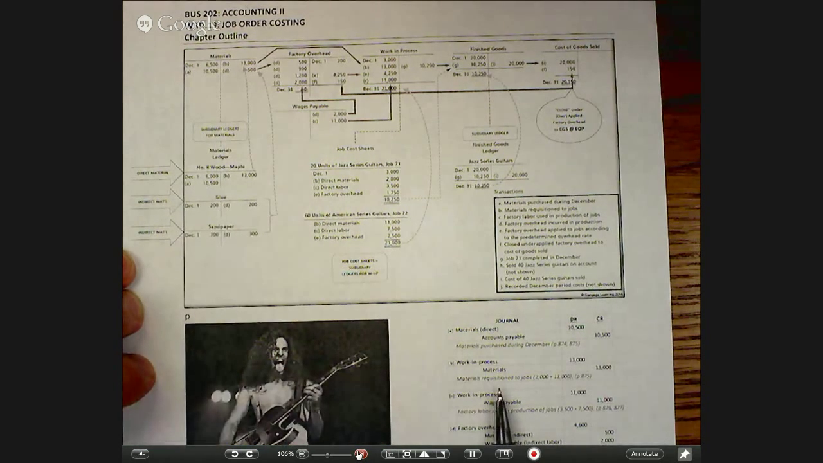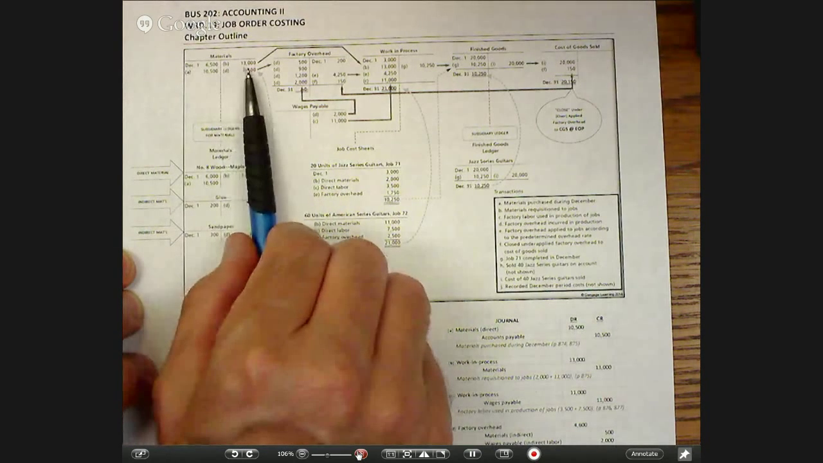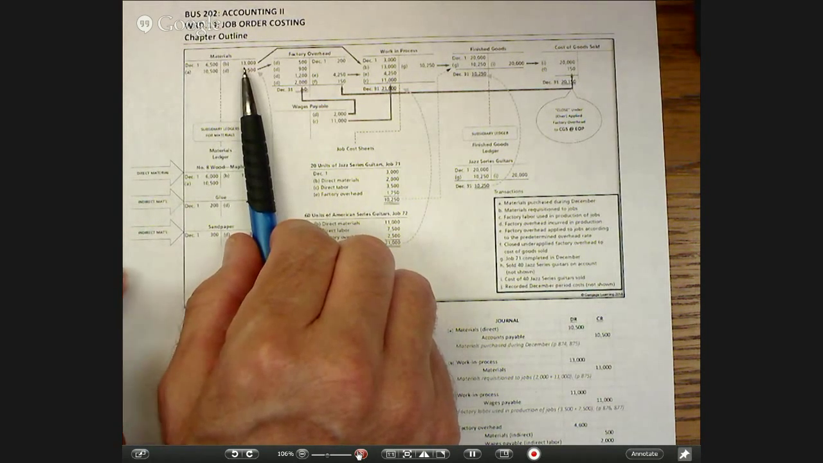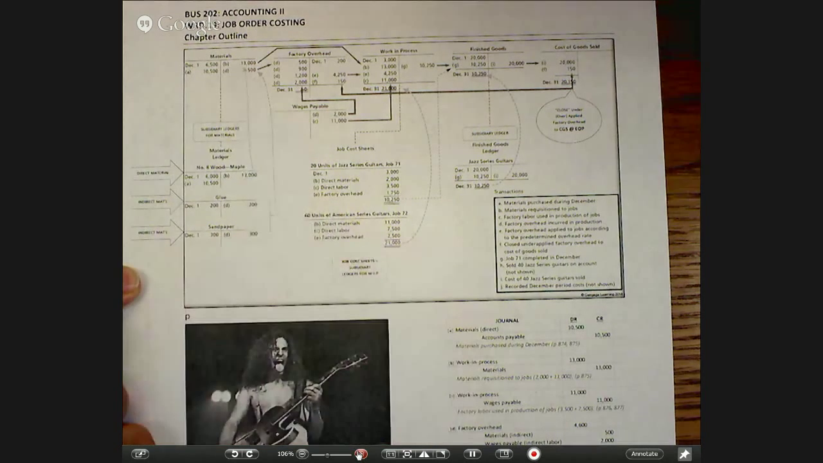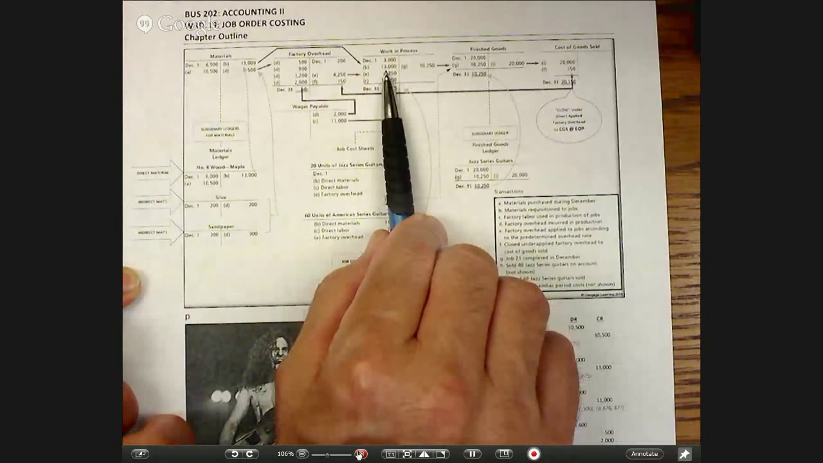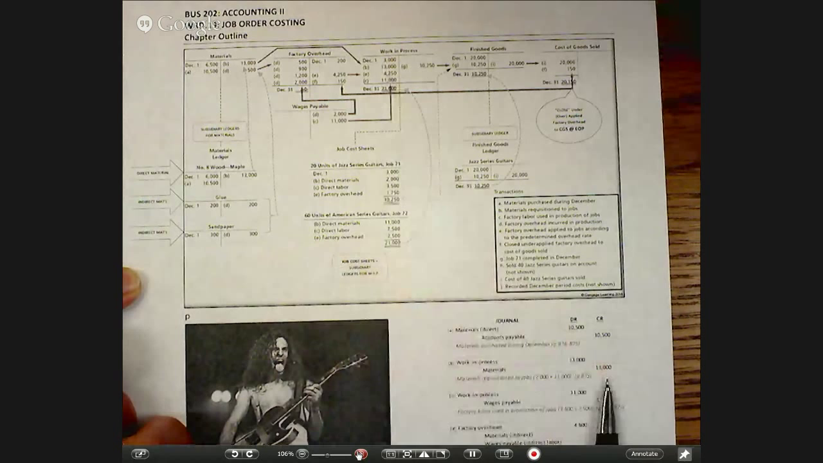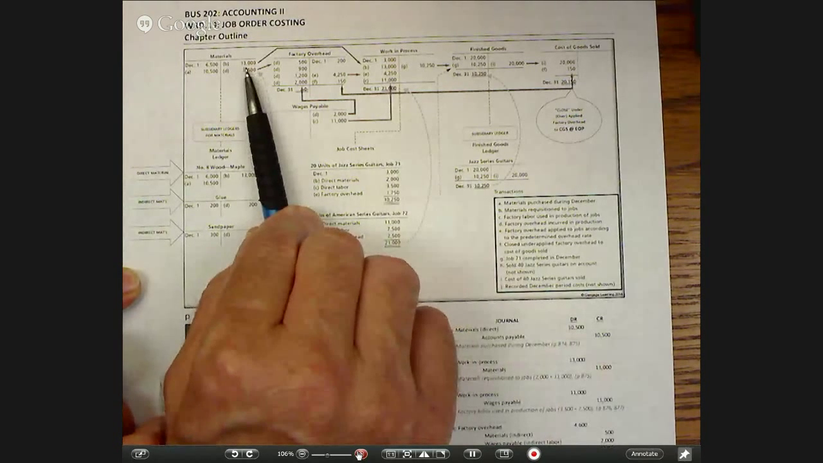Next, some of these materials were requisitioned from the materials store to the shop factory. And in this case, again, on page 875, there were $13,500 worth of materials that were requisitioned. So the entry that the company would make is an increase of $13,500 to the work in process to represent the materials that have been moved to the shop floor, and a credit or a reduction to the materials account to show that items have been removed from stores.